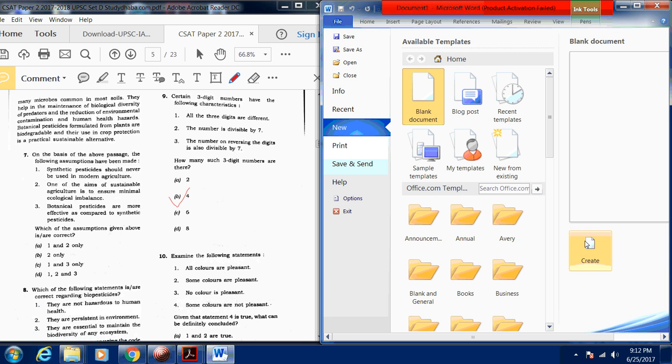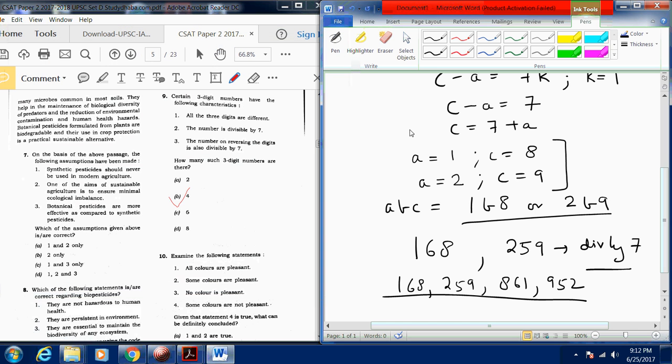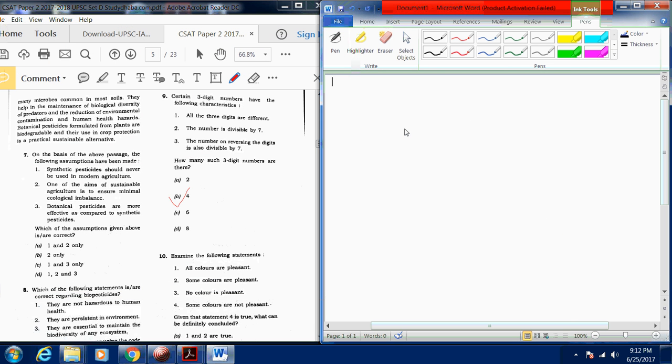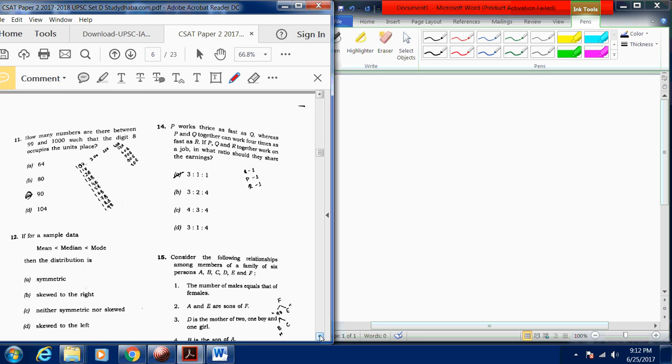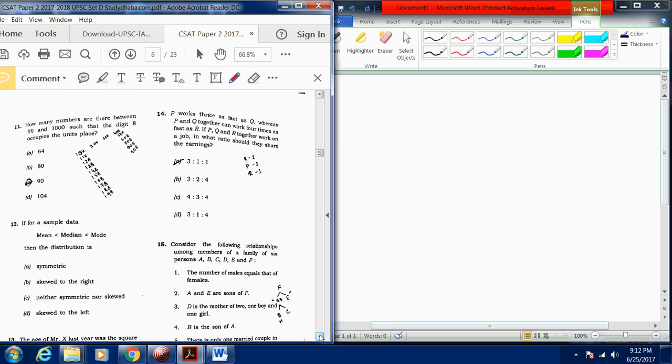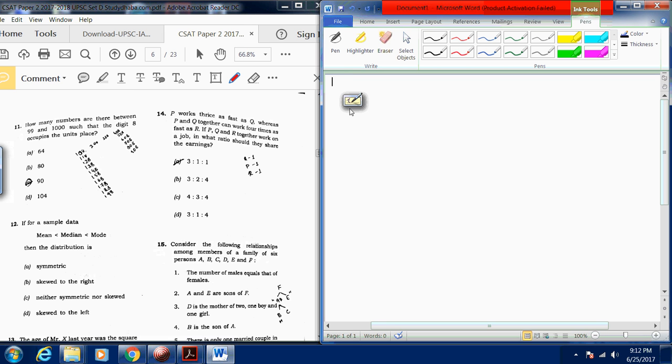So now we move on to the next question. So this is a reasoning one. Let's move on to 11. So question number 11 says how many numbers are there between 99 and 1000 such that the digit 8 occupies the units place. So simply find out numbers between 99 and 1000 such that the digit 8 occupies the units place.